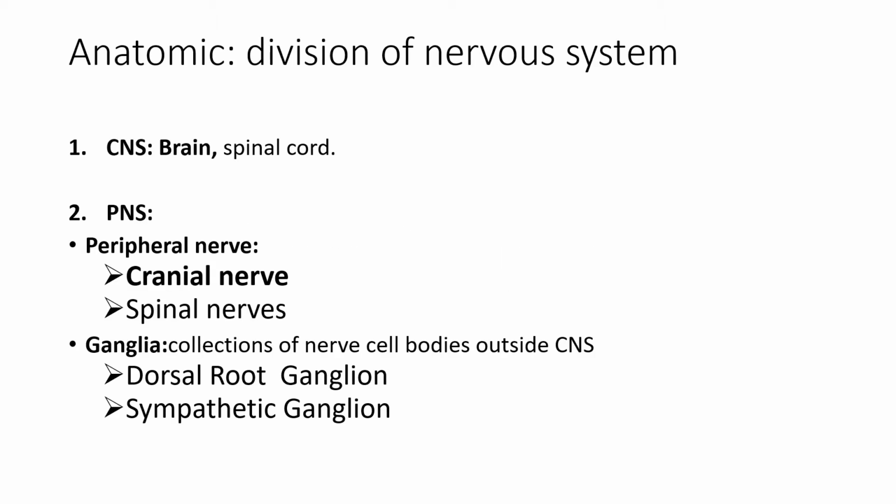We have divided the nervous system into two main parts, that is the central nervous system and the peripheral nervous system. Brain and the spinal cord are part of the central nervous system. The peripheral nervous system has peripheral nerves, the cranial nerves and the spinal nerves, and it also includes the ganglia: the sensory ganglion, which are the dorsal root ganglion, the cranial nerve ganglia, sympathetic ganglion, and parasympathetic ganglion, which all develop from the neural crest.